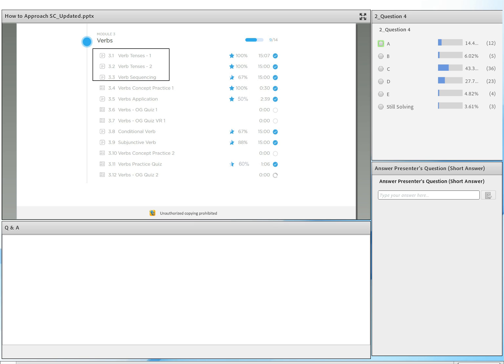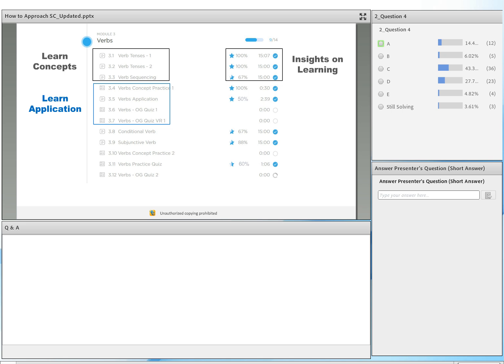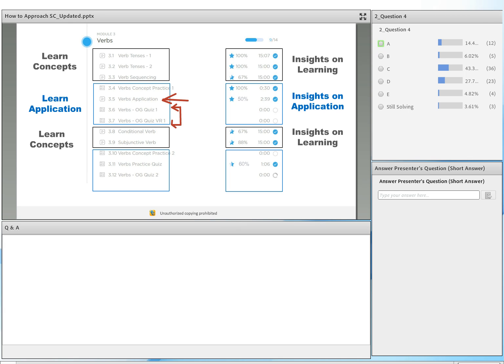So you first learn the concepts through these 3 concept files, and you get those insights on learning. How well have you learned these concepts? And then you basically practice, you learn the application of these concepts, not only on e-GMAT questions, but also on official questions. And again, we have detailed solutions for each of the official questions here. And you obviously get the scores as well. You learn the next set of concepts, then again you get the insights, you learn the next set of applications.